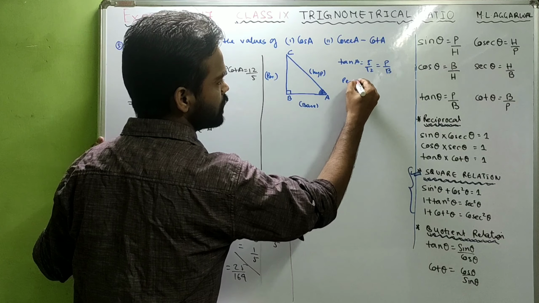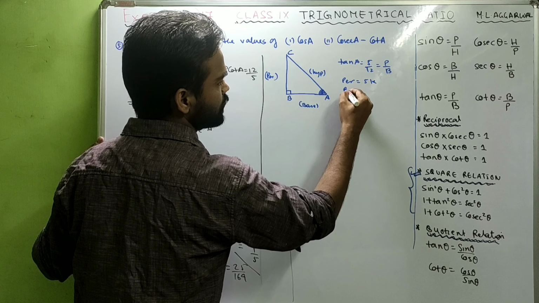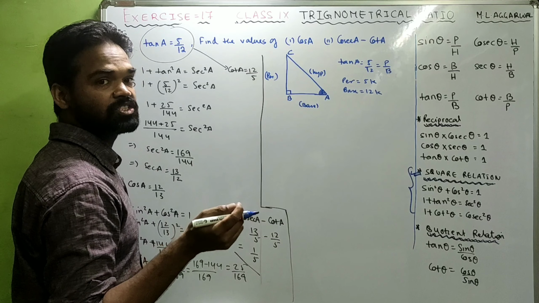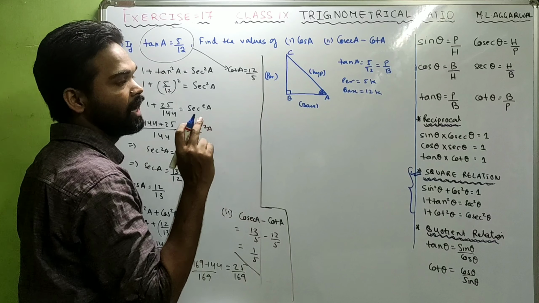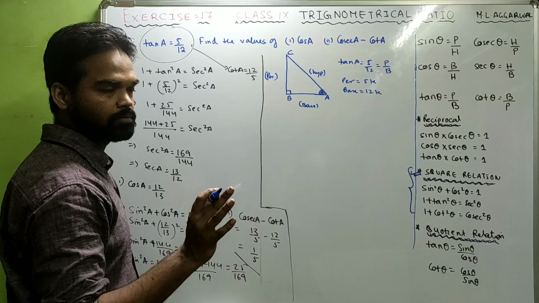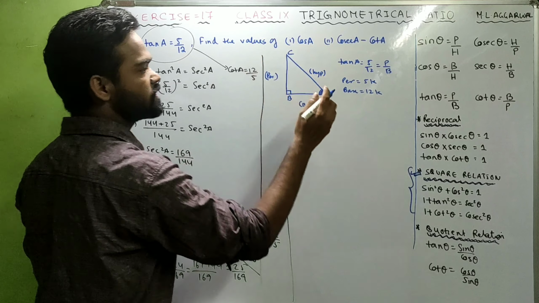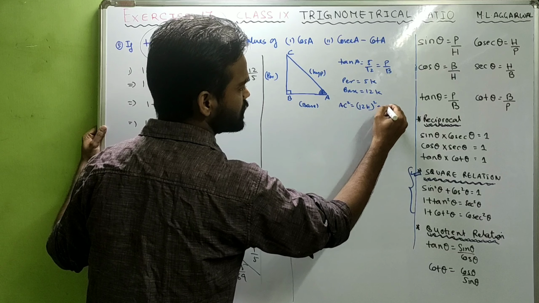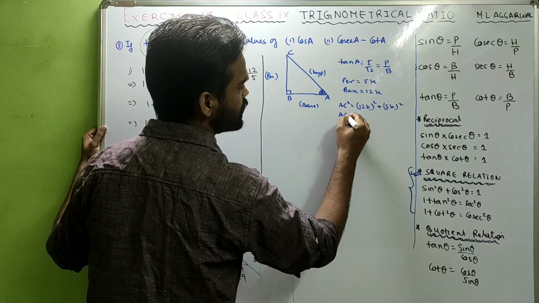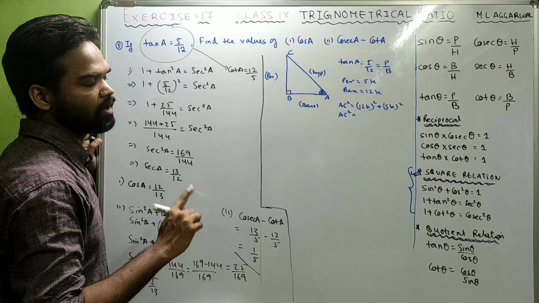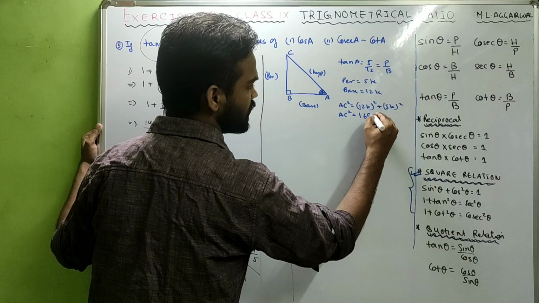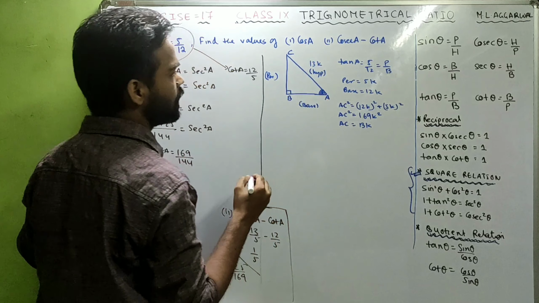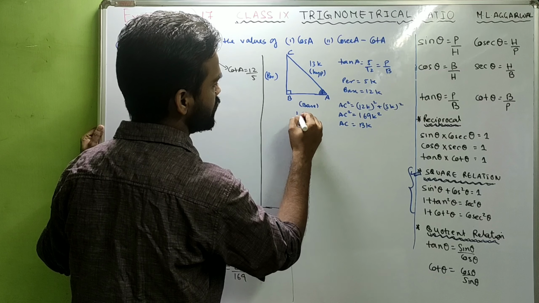So your perpendicular I can take as 5K and your base I can take as 12K, isn't it? Be careful. The common factor has to be there. Don't take it that let the perpendicular be 5 and the base be 12 because it's a ratio. Where K is the common factor. First find hypotenuse. Hypotenuse AC square is base square plus perpendicular square. So AC square is 144 K square plus 25 K square. That's 169 K square. So your AC will be 13K. Done. And this base is 12K.